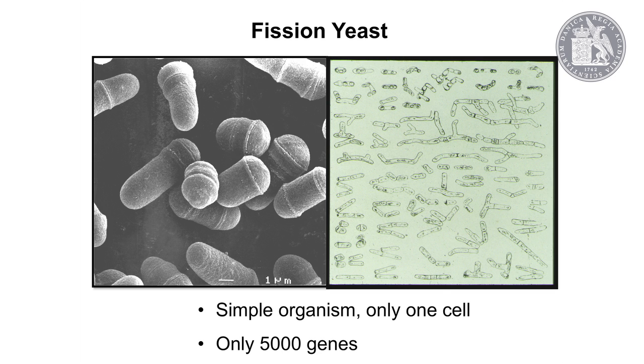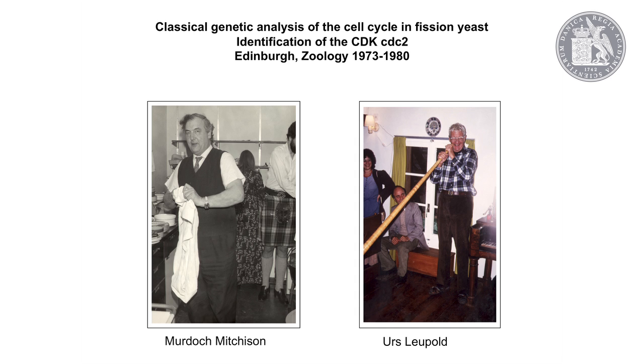So this is the earliest picture that I have of fission yeast from 1896. So this is the organism that I subject to this approach. I had to be taught how to do this, and I was taught by two of my mentors and teachers, and I want to mention both of them. One of them was Murdoch Mitchison, who was from Scotland.